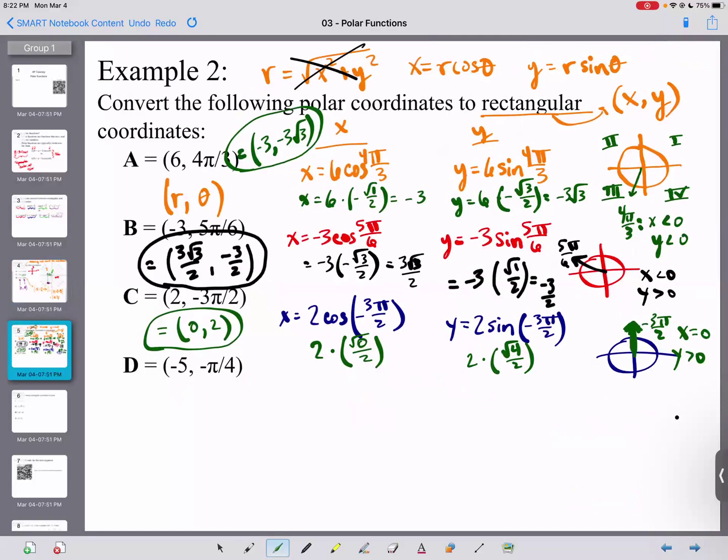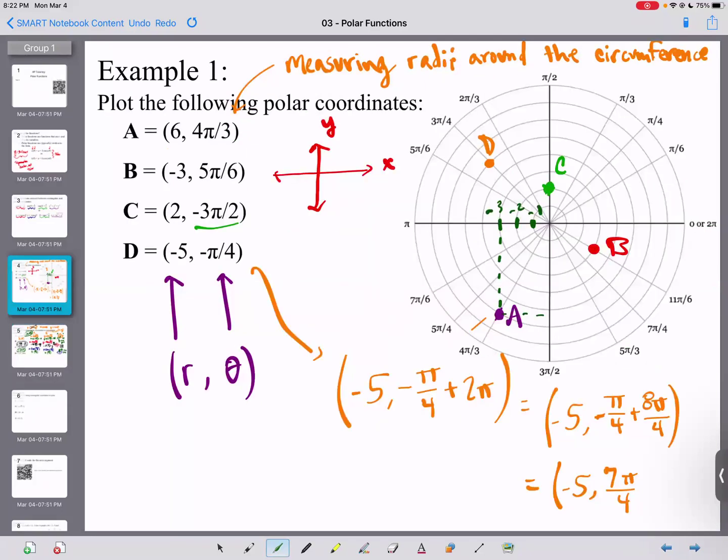Or let's go to B. B, we had 3 square roots of 3 over 2, comma, negative 1.5. If you look over here, B is to the right and down. This is 1. That's negative 2. Notice B is at negative 1.5 on the y-axis. Or take C as an example. We got 0, 2. Notice where C is. It's up 2 units. It's at 0, 2. So we are doing these correctly.